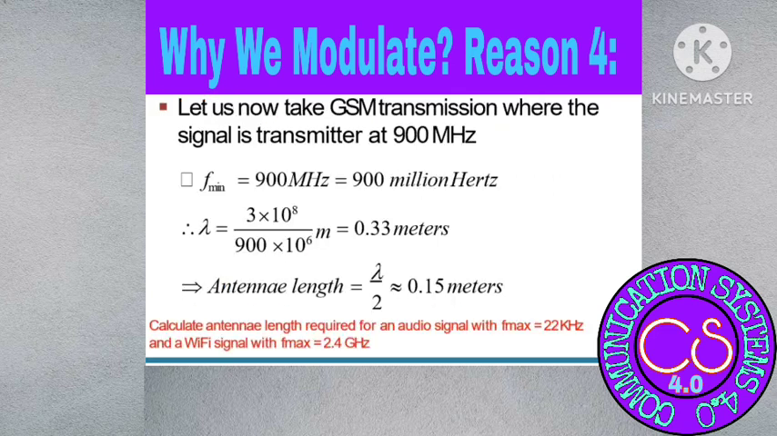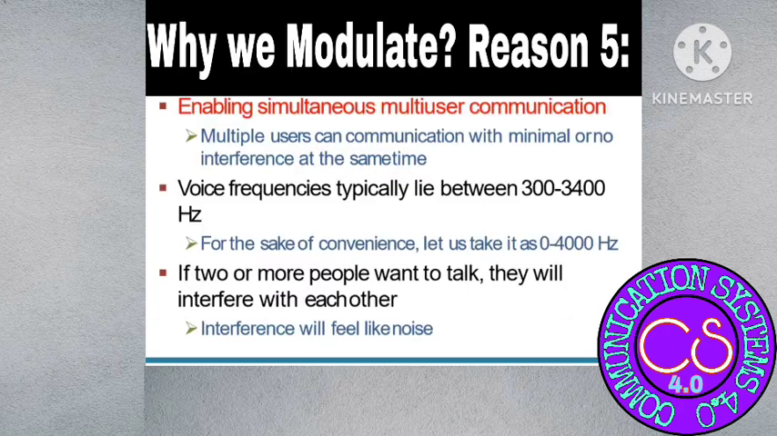Let us now take the GSM transmission, where the signal is transmitted in the 900 megahertz band. Again the antenna length is going to be smaller. So these are the particular reasons. This is very theoretical. I am not going into detail.